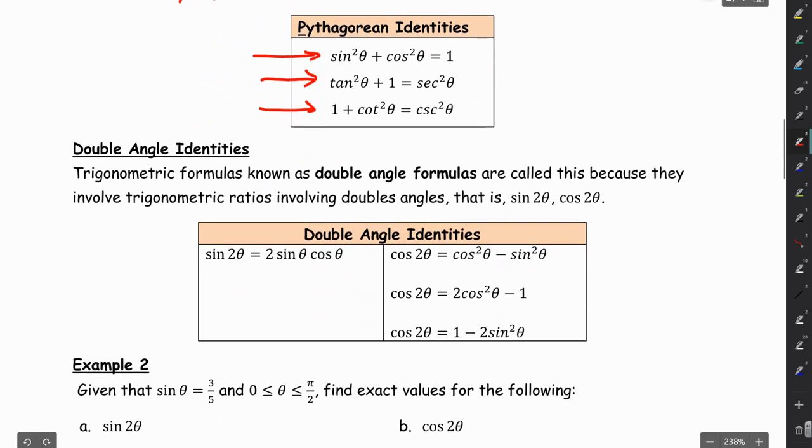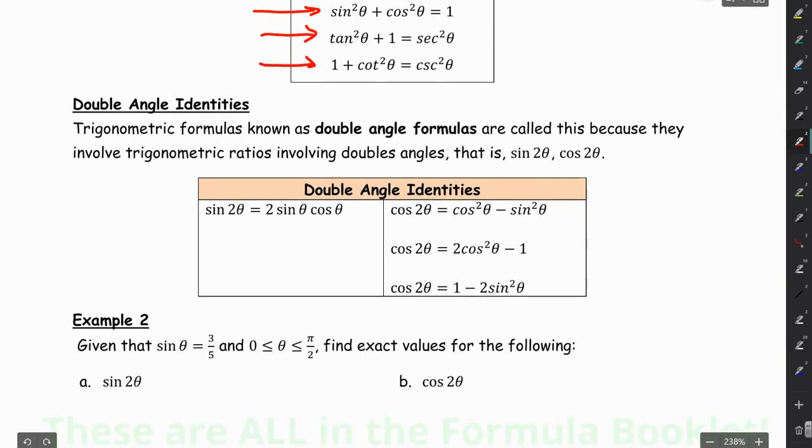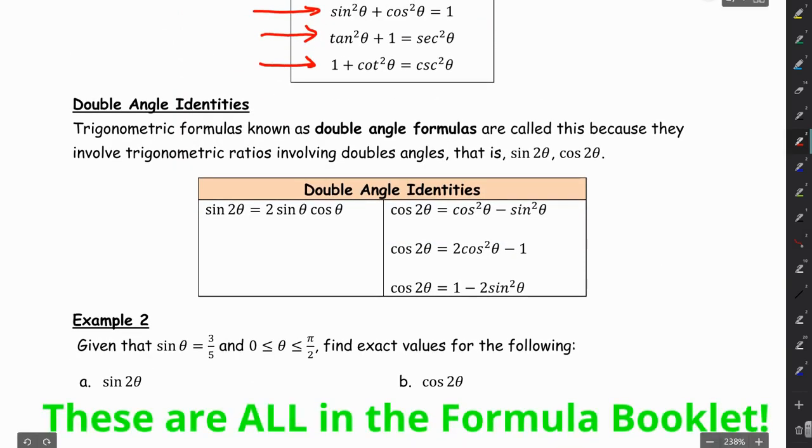Now we also have something called double angle identities. So trigonometric formulas, known as double angle formulas, are called this because they involve trig ratios involving double angles, such as sine 2 theta or cosine 2 theta. Now, we looked at double angles in the last lesson, but sometimes you can't solve for it easily, and you may need to rewrite it a different way.